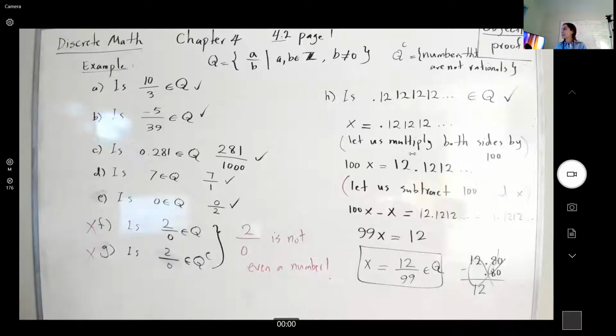Perfect. So let's see what I have here for you. Some properties of rational numbers, and then a quick introduction into divisibility.